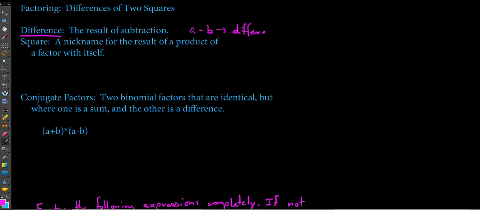What would be the opposite of a difference? Well, that'd be a sum, something like a plus b, that would be a sum. But we're talking about differences of two squares. And so what's the other part of the vocabulary here? What's this idea of a square?